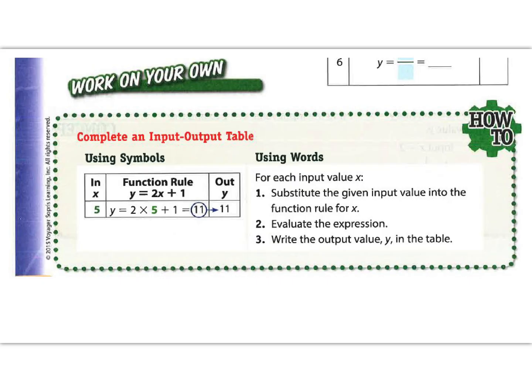Okay, before you work on your own, here's an example of how to complete an input-output table. For each input value x, here the input value is 5. Substitute the given input value into the function rule for the x. So you just substitute where x goes. Then evaluate the expression. Then write the output value in the y column in the table.